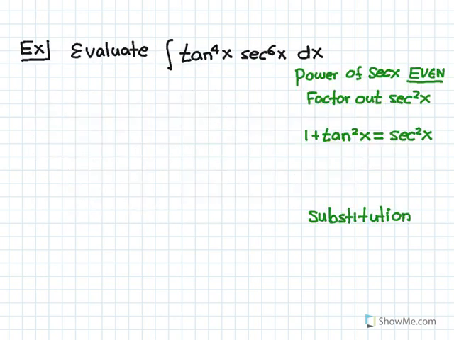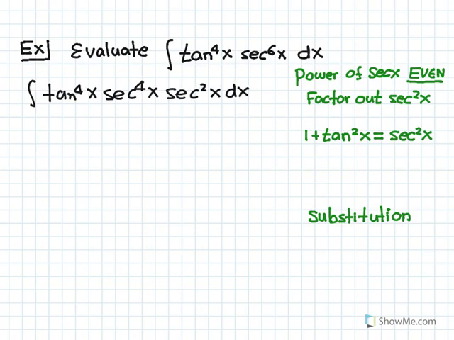All right, let's look at some examples. Here we have the integral of tan to the fourth x times secant to the sixth x dx. So let's write that down. Integral tan to the fourth x, secant to the fourth x times secant squared x dx. So notice we factored out secant squared x. We rewrote this part, secant to the sixth x, as secant to the fourth x times secant squared x.